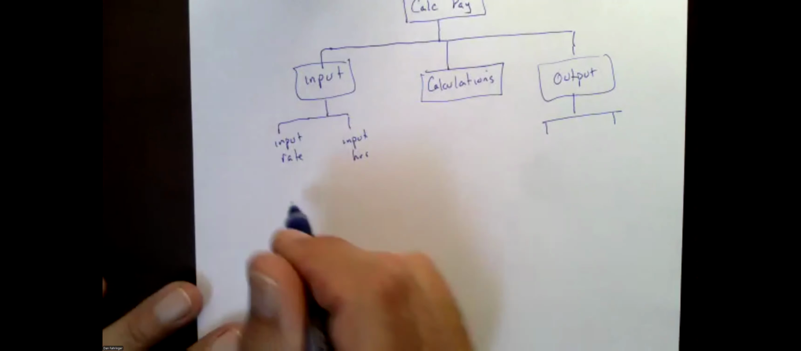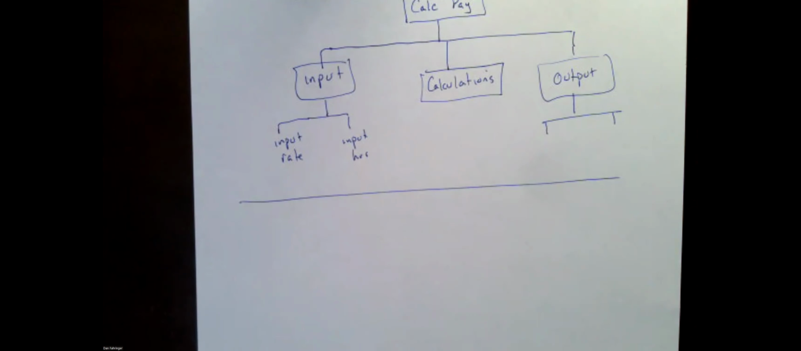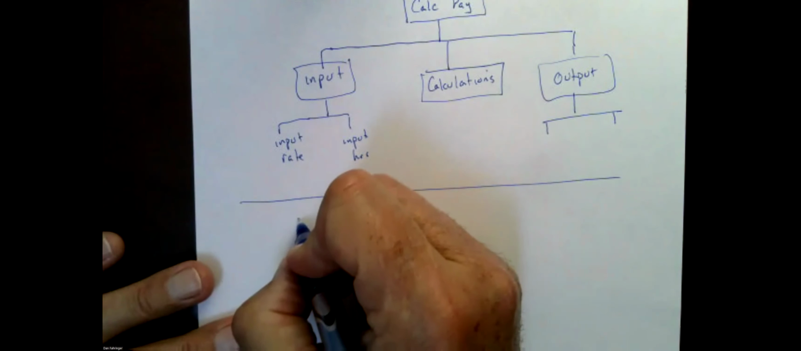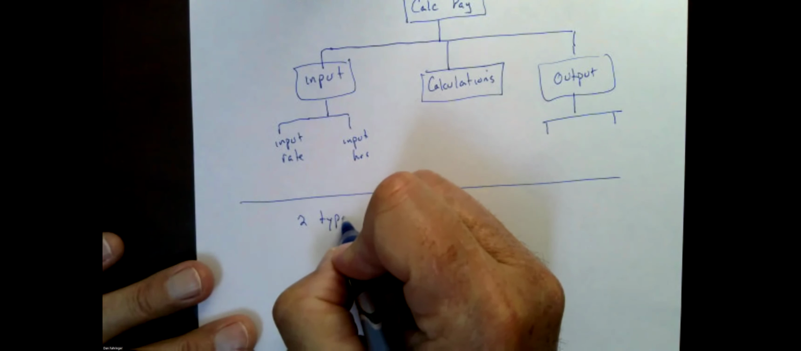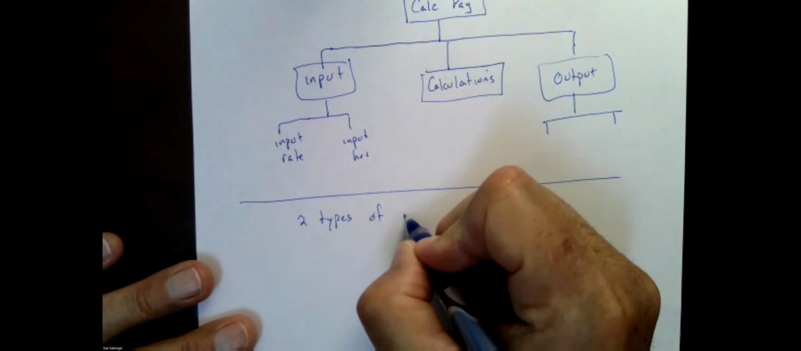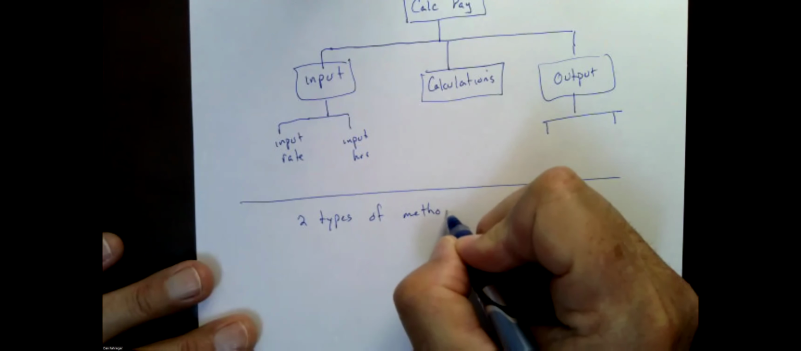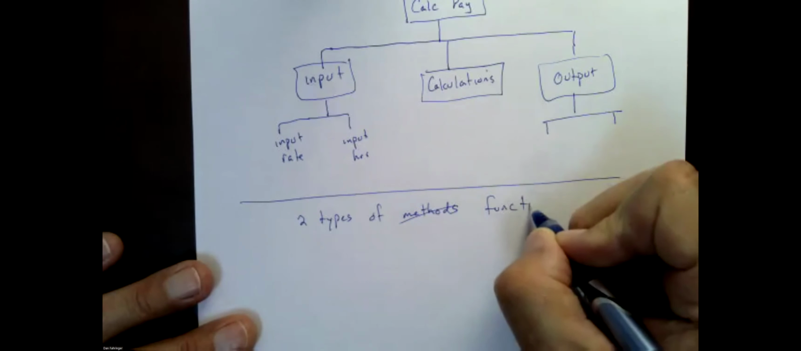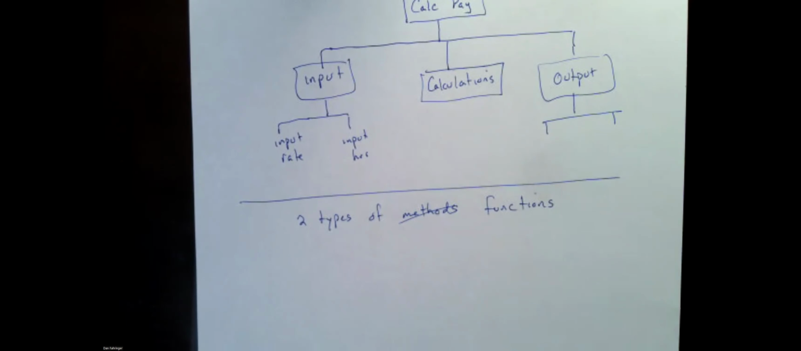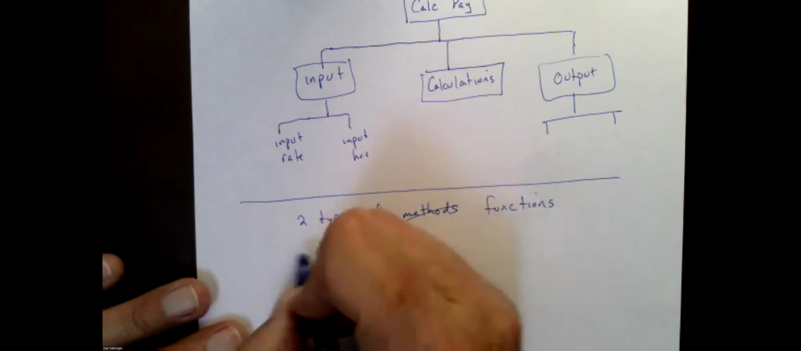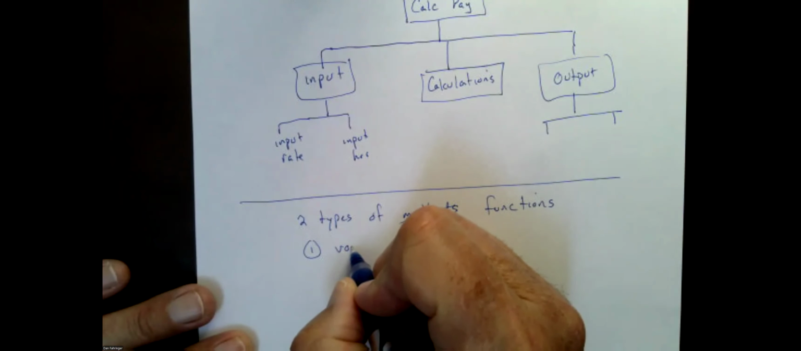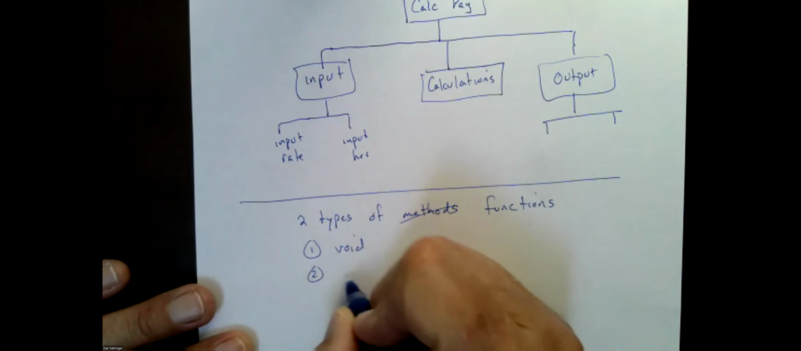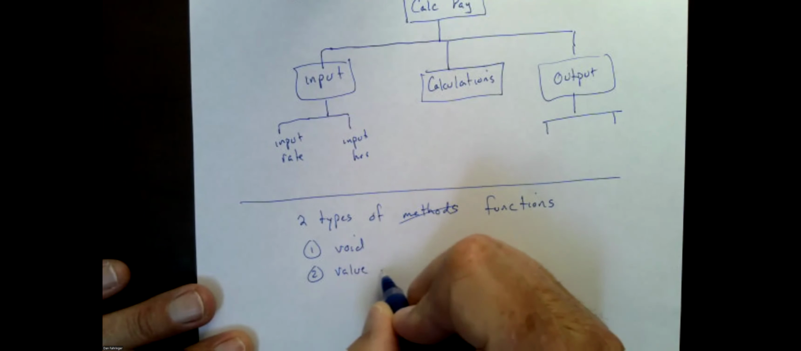So coming back, we had two types of methods. Cross that word out. Put in the word functions. Anybody remember what the two types were? Void and data returning. Yeah. First one was void. Second one was value returning.